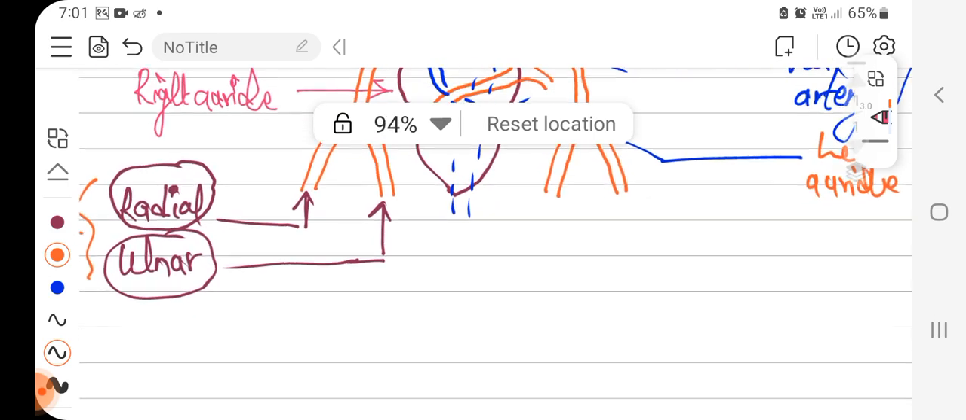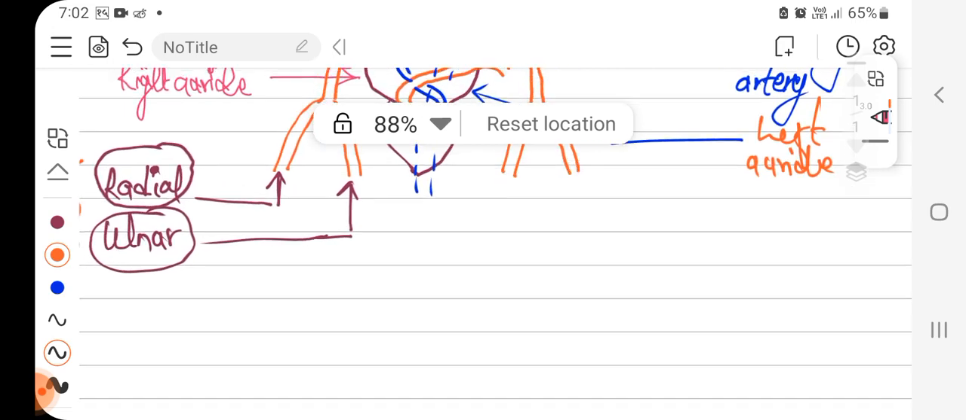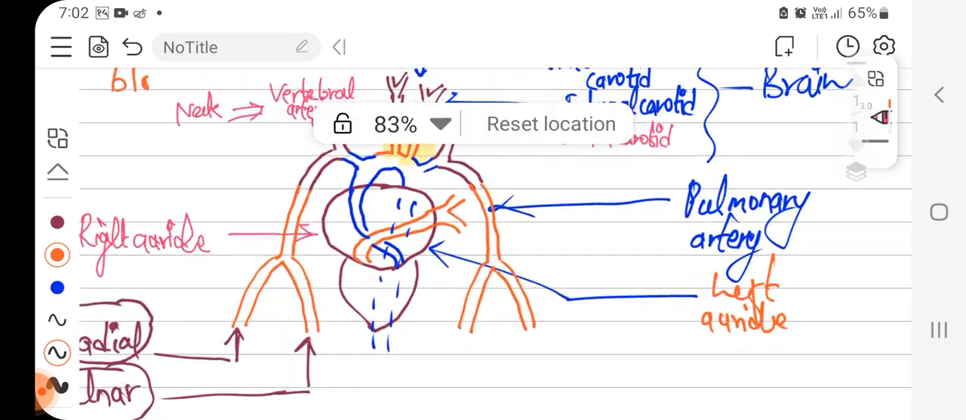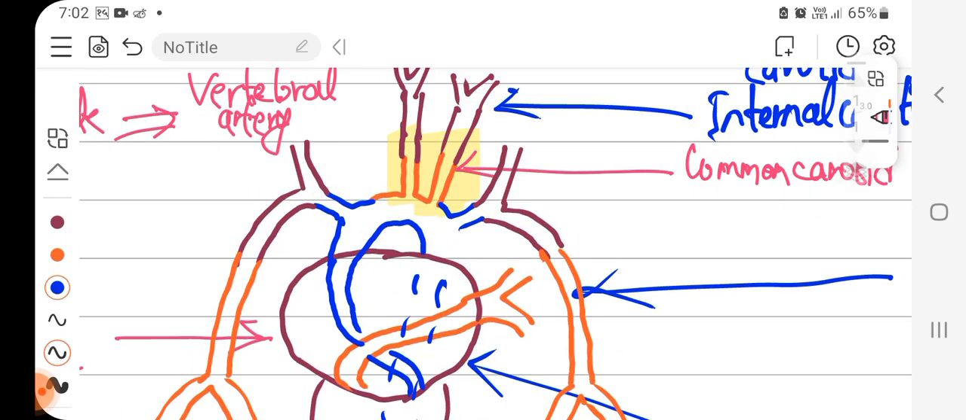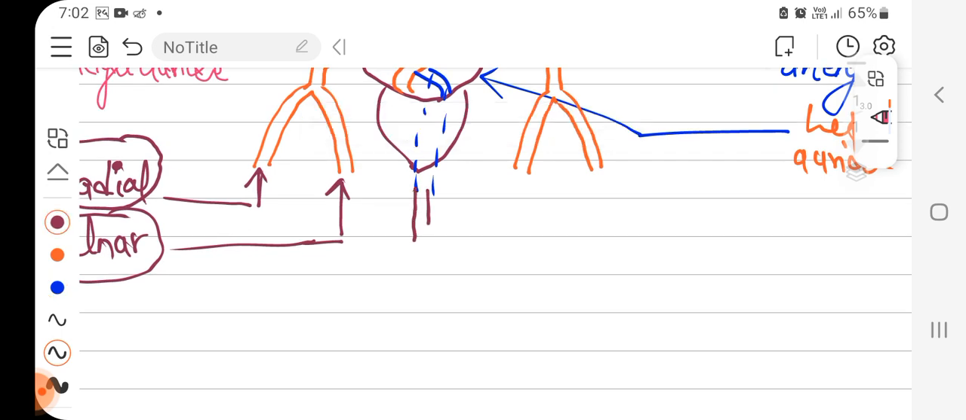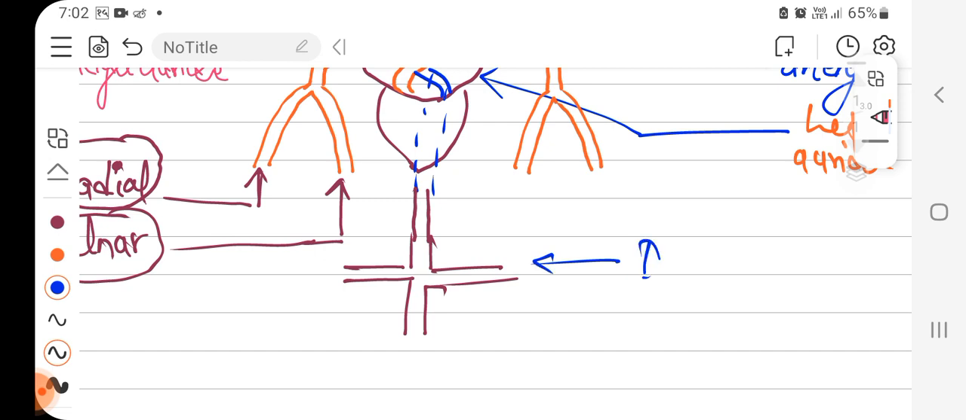Let's move on downside. The upper side has been completed. We have supplied blood to all parts of the body. Now we have the downside. First, for the diaphragm we need to supply blood, and it is known as the inferior phrenic.